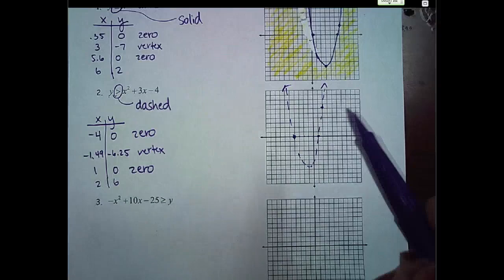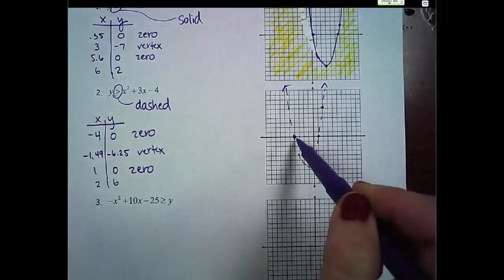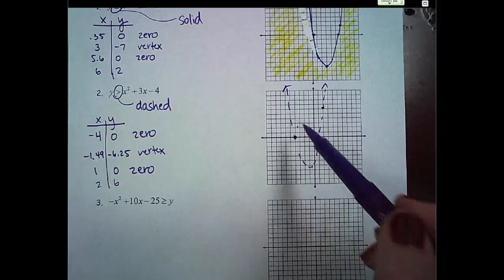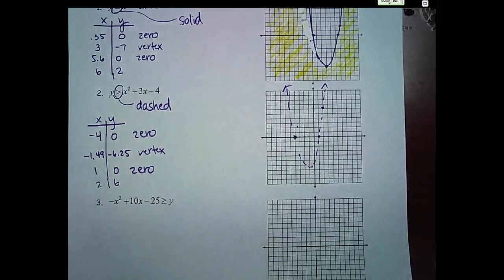So put your pencil on your parabola anywhere. Greater than means jump what? Up. So if I'm going to jump up, I'm inside, correct? So we're going to shade inside.